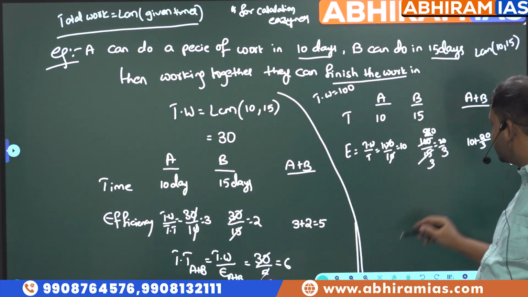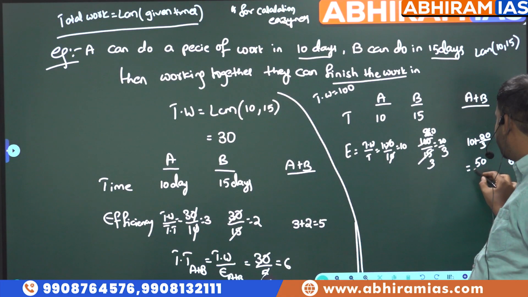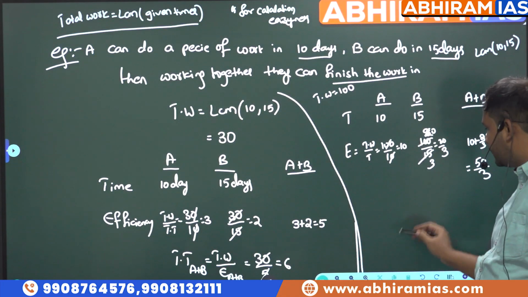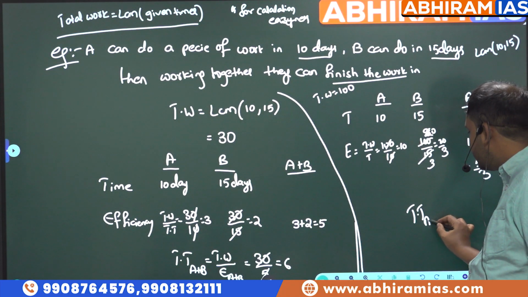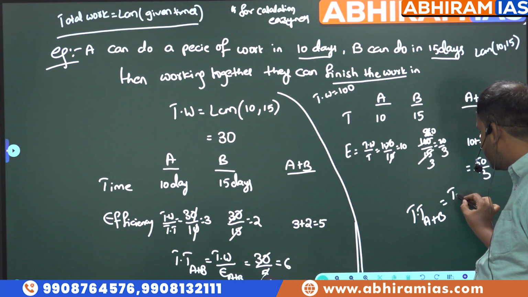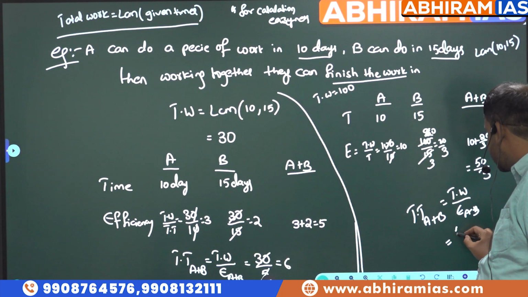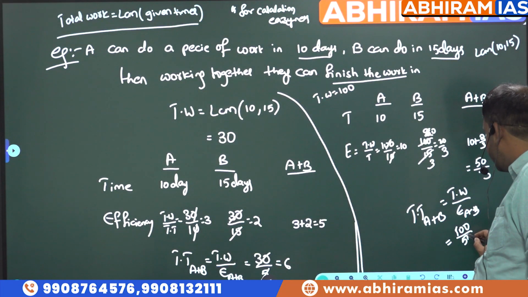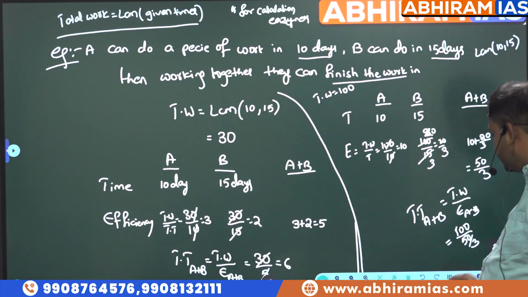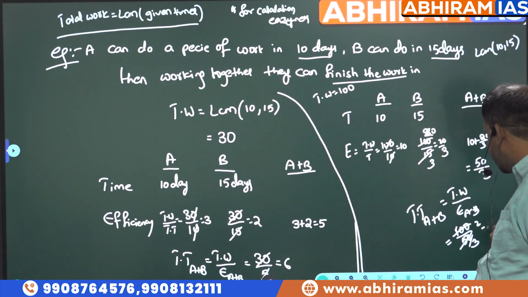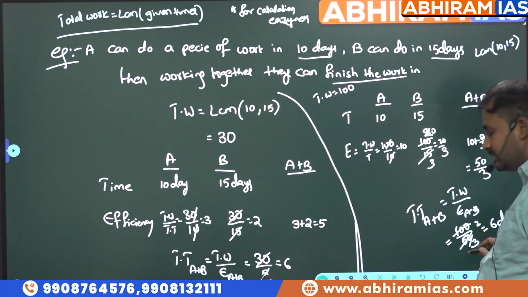10 and 20 by 3. So it will become what? 50 by 3. Now the time taken by A and B together is equal to what? I will write total work by efficiency of A and B together. So that means 100 by 50 by 3. So 3 fifties, 150, then this will become what? 6 days. 3 will come.